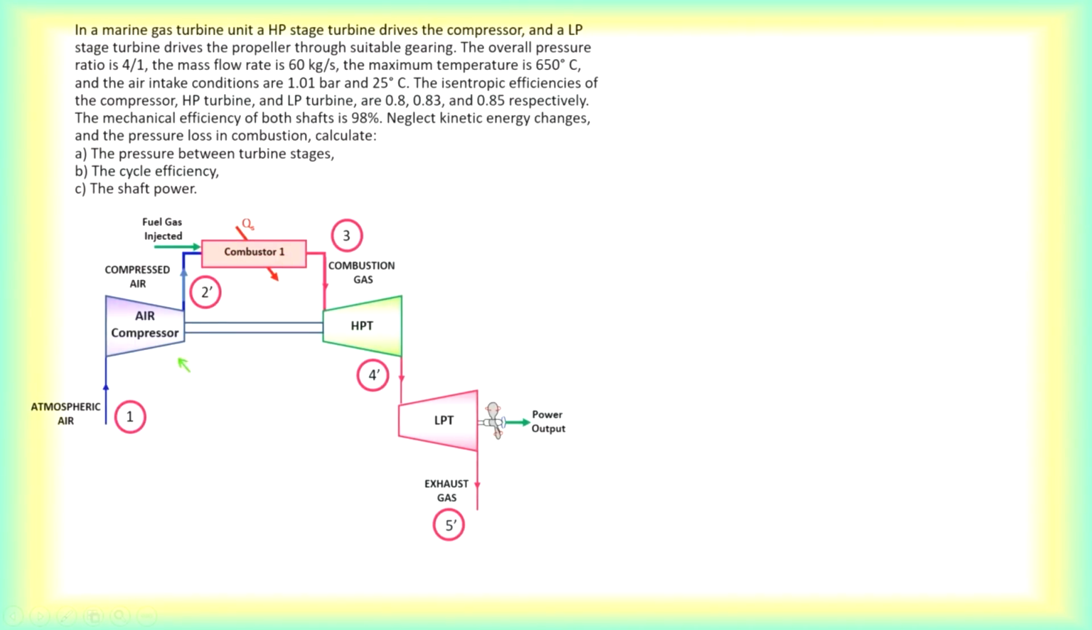So I should put 1, 2, 3, but in this diagram it shouldn't be any problem: 1 to 2 prime, 3 to 4 prime, and 4 prime to 5 prime. But when you consider the isentropic compression, that should be 1 to 2. Then the isentropic expansion should be 3 to 4, and this one should be 4 prime to 5.